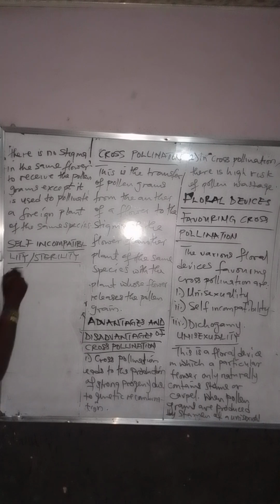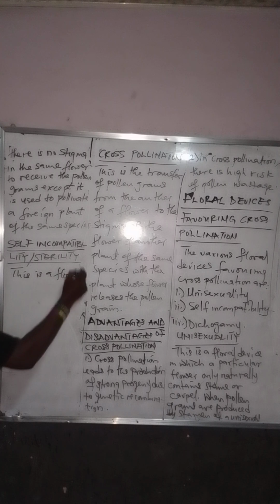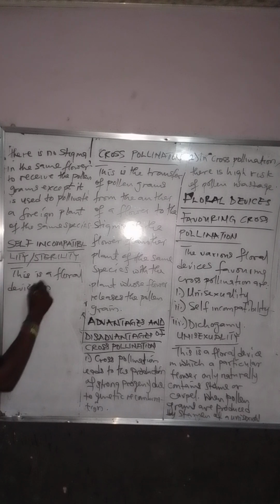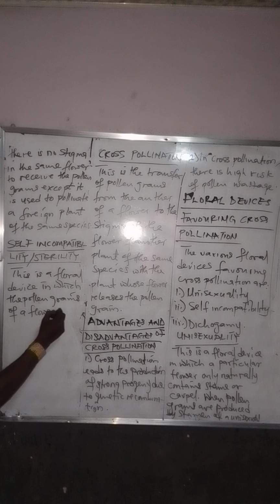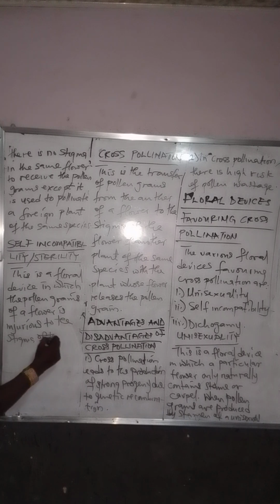Self-sterility. Now this is a floral device in which the pollen grains of a flower is injurious to the stigma of the same flower or of a different flower on the same plant. What do we mean by that?